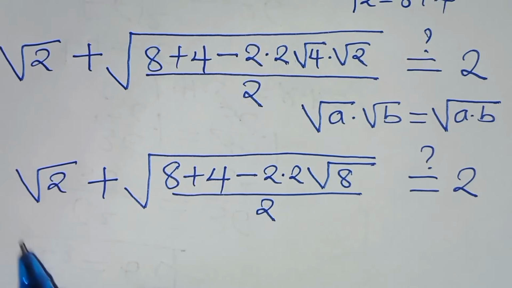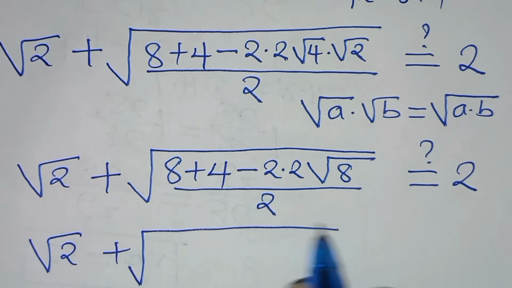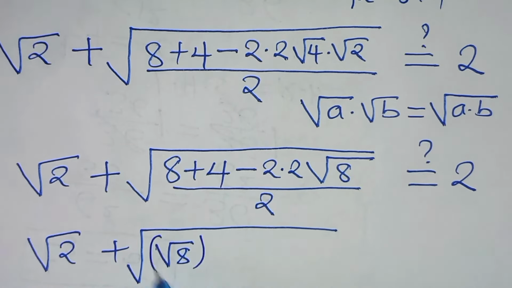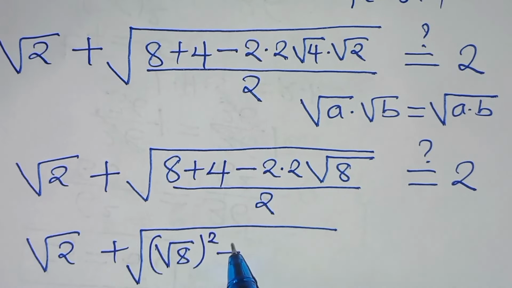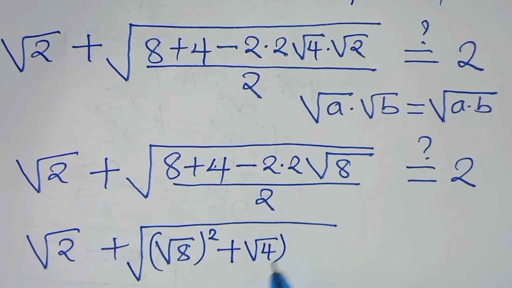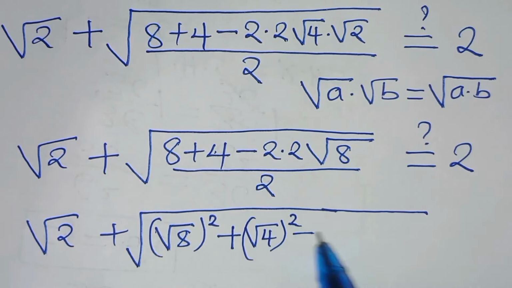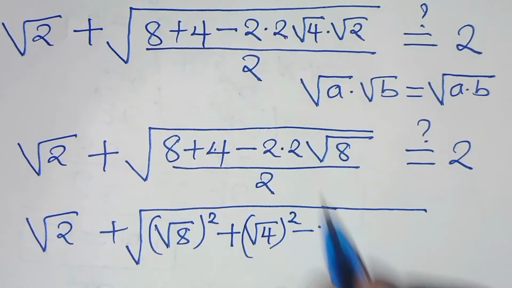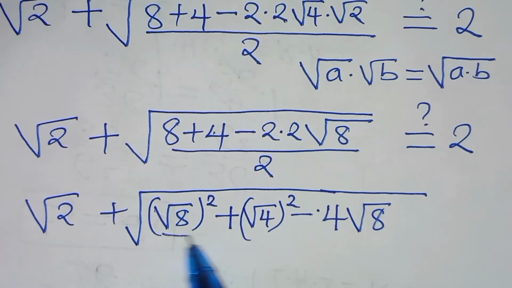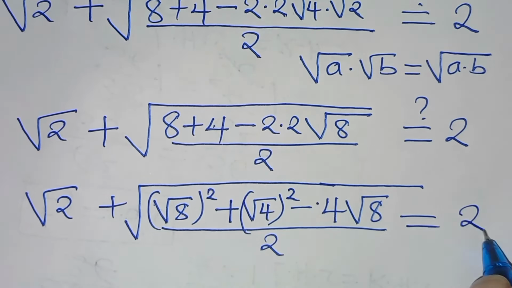So we can express 8 as square root of 8 raised to power 2, plus 4 is the same thing as square root of 4 raised to the power of 2, subtract 2 times 2, which is 4, square root of 8. Everything here divided by 2. This is supposed to give us a value of 2.